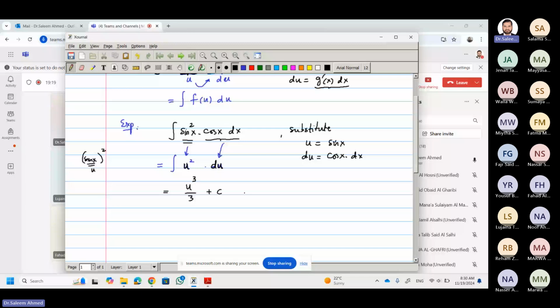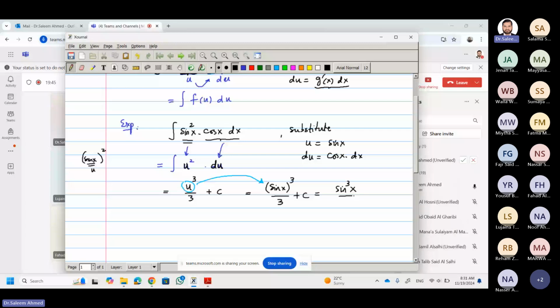And now, because my question is in x, my answer should also be in x. So I can replace my u back. u is sine x, so I just replaced this u by sine x, right? The power 3 will remain there, plus c. And we can write sine cubed x, sine to the power 3, plus c. So that is the answer.